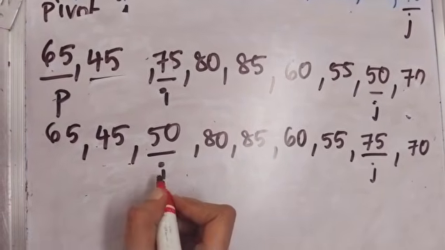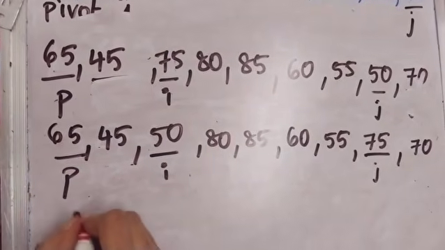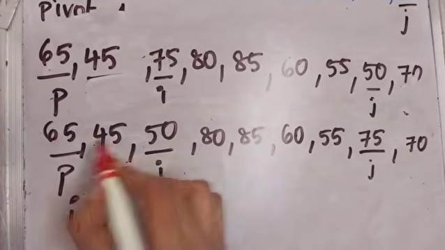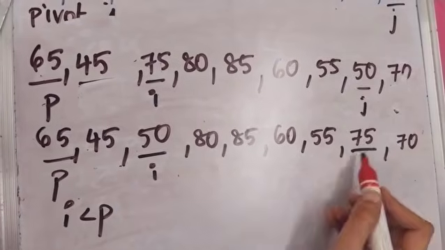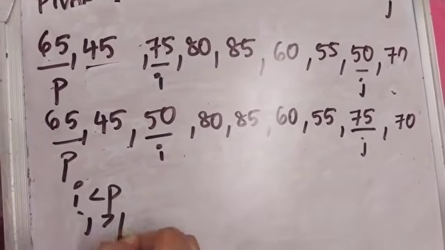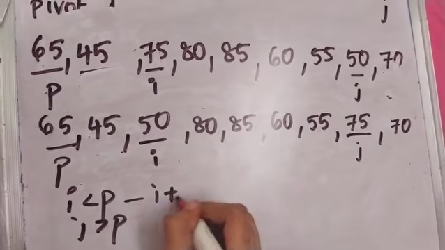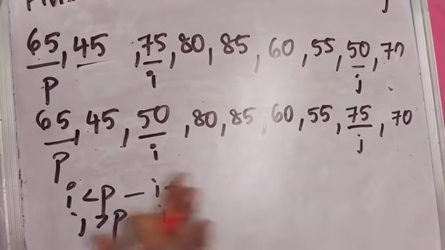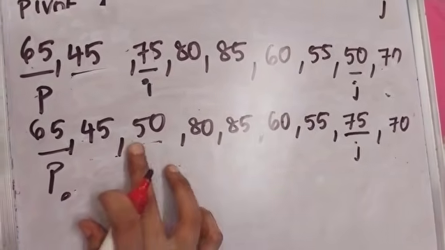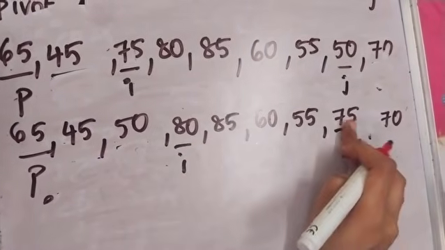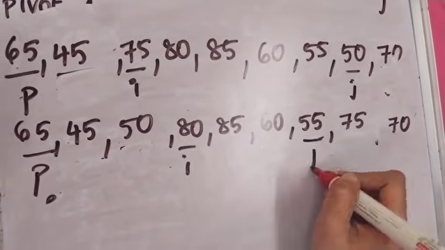Let us check once more. This is my pivot element. Is I less than pivot element? 50 less than 65? Yes. Is J greater than pivot element? Yes. So what do we do? We increment this, we decrement this. So let us increment. I is over here and my J comes over here.